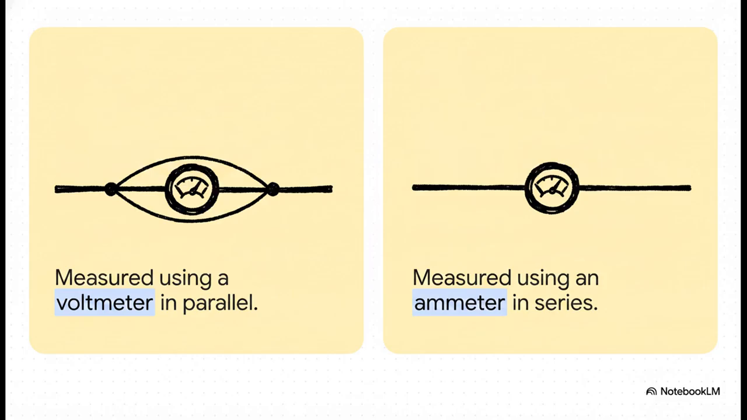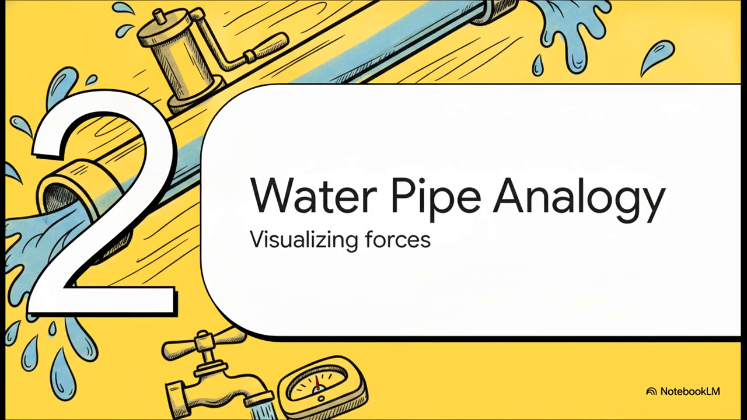Because they play by such different rules, we actually have to measure them differently when testing circuits. To measure that push, we use a voltmeter connected in parallel across the components. But to measure the flow of current, we have to drop an ammeter right into the circuit in series. It literally has to be part of the flow path to count the electrons zipping past. Which brings us to Section 2, the water pipe analogy, where we visualize these invisible forces.